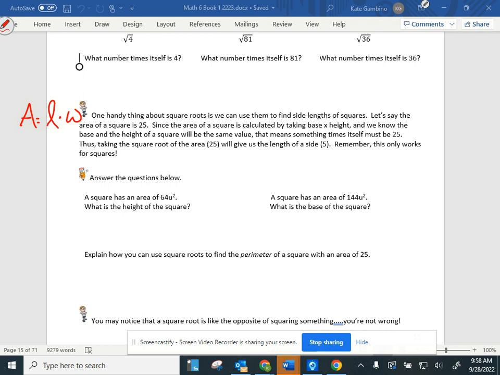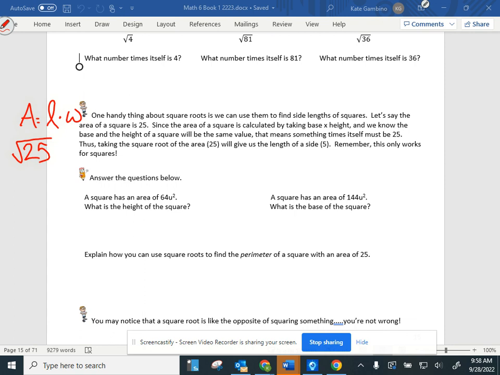So if the number times itself equals 25, in order to find one side of it, we would take the square root of 25. We already went over it at the top, so we should know what that answer is. And it says it here: taking the square root of the area 25 will give us the length of a side of 5. Remember, this only works for squares. A rectangle can have a short side and a long side, not the same size. So it only works for a square where we know they are going to be the same size.